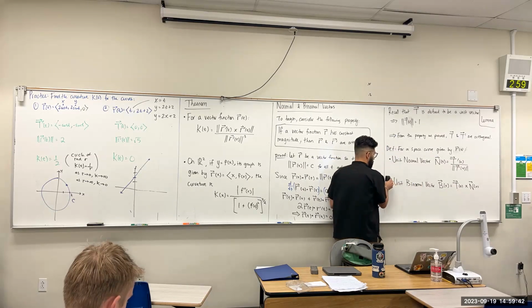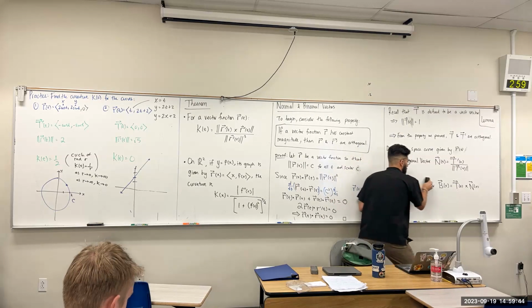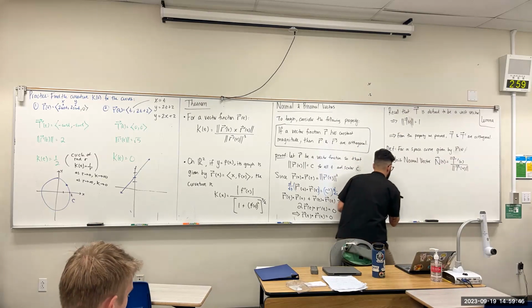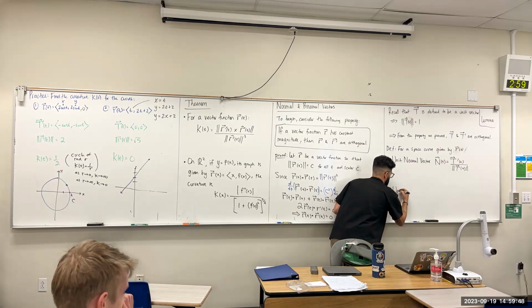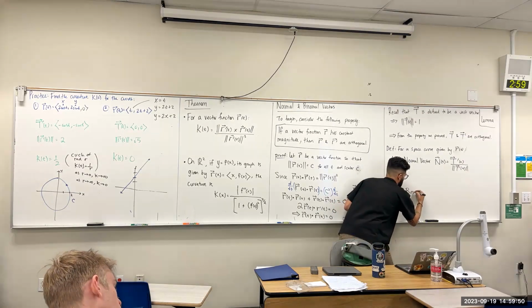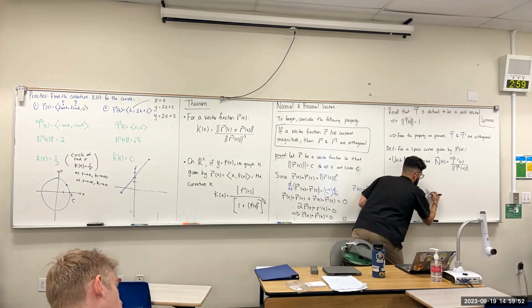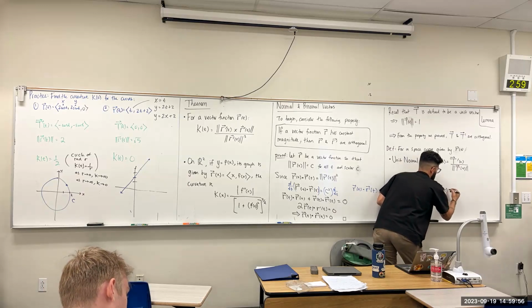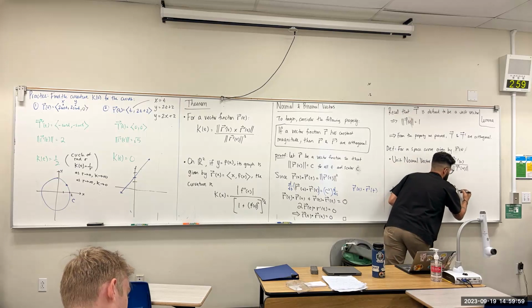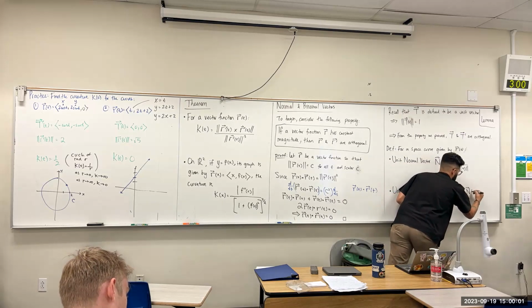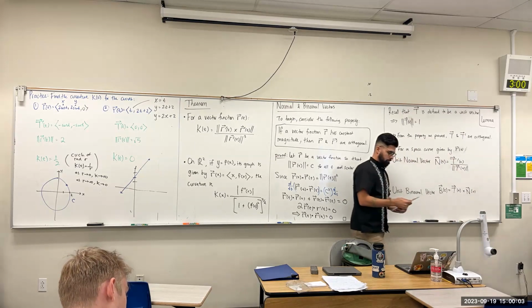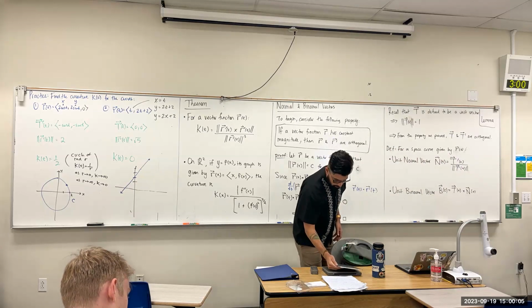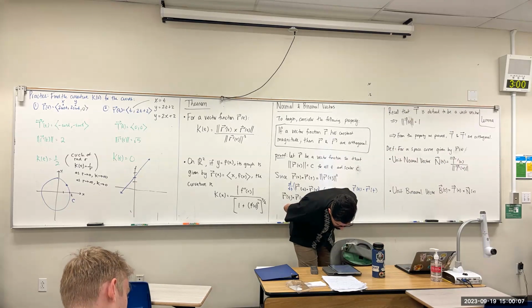Guys, leave some room here. Let me write this a little bit lower. It's the same thing, I'm just going to move it down. Unit binormal is the cross product of T and N, okay?